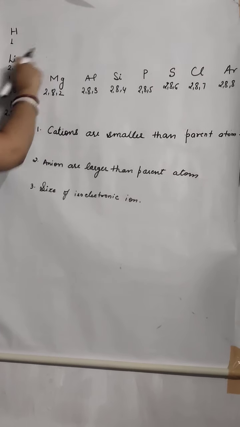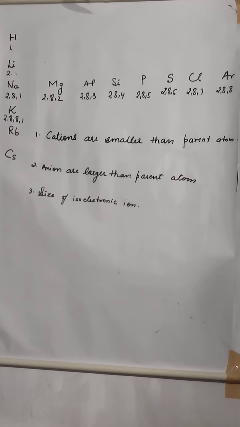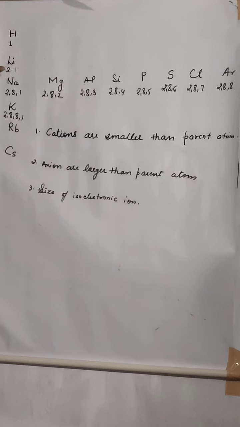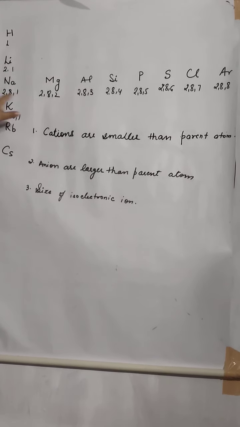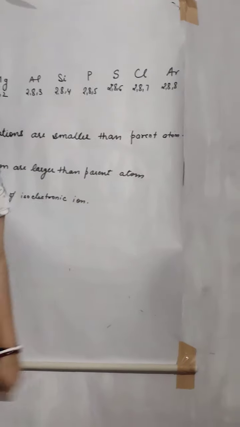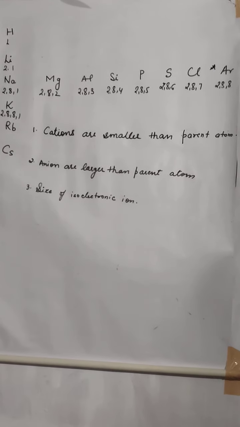In our last video, we had one topic, that is atomic size. What was that? When we move down the group, atomic size increases, and when we move left to right in a period, atomic size decreases. And this is our exception. Now, three points were left in that topic.